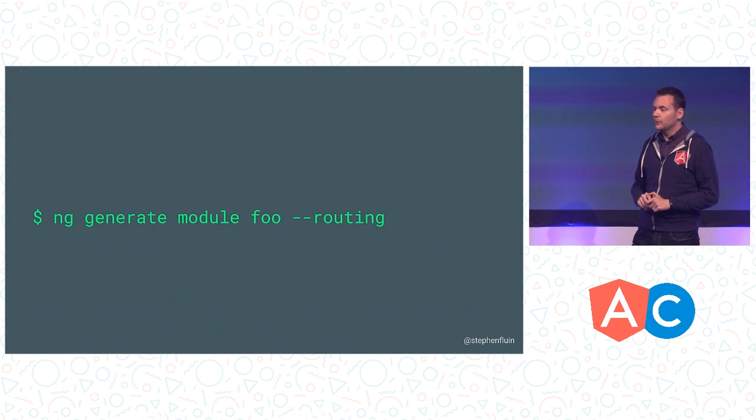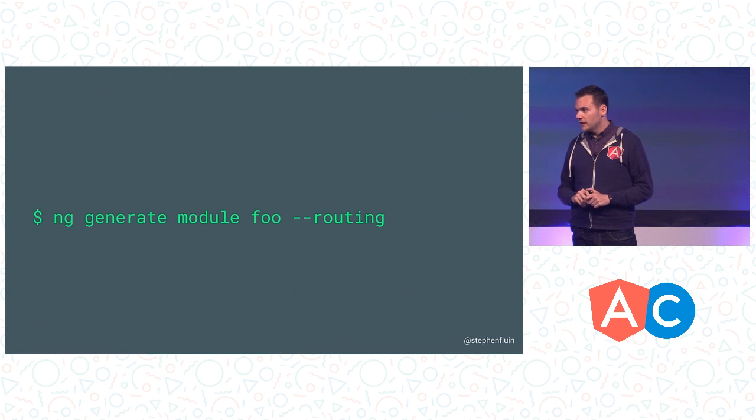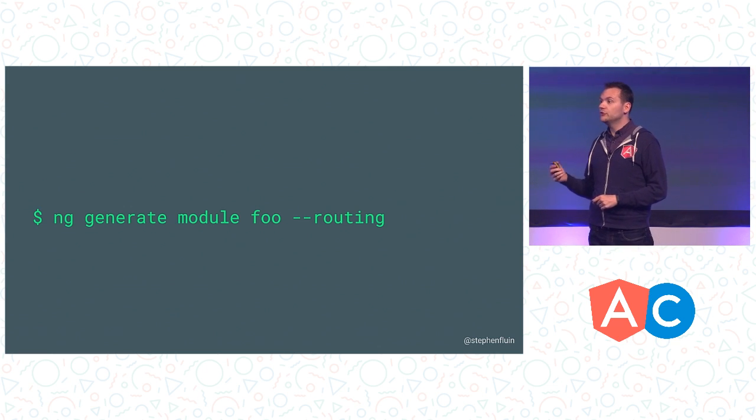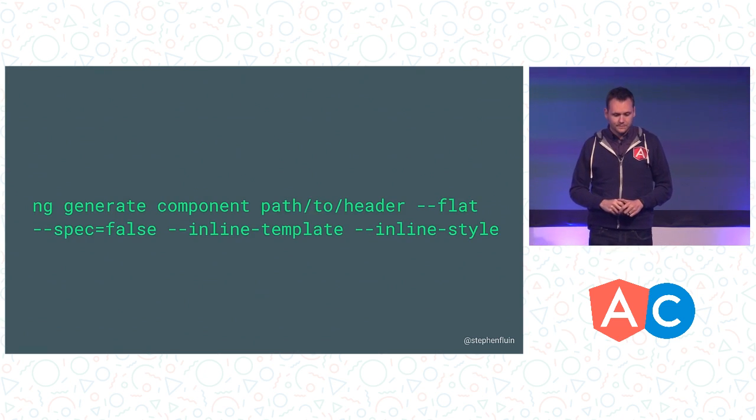Another example here would be if I want to do a module generation, where I want to generate a module foo. And one of the optional command line parameters you can provide here is routing. And what routing will do here is it will actually create another module as an import to this one that just supplies the routing for that module, which can be very helpful when you're starting to build out more complex applications.